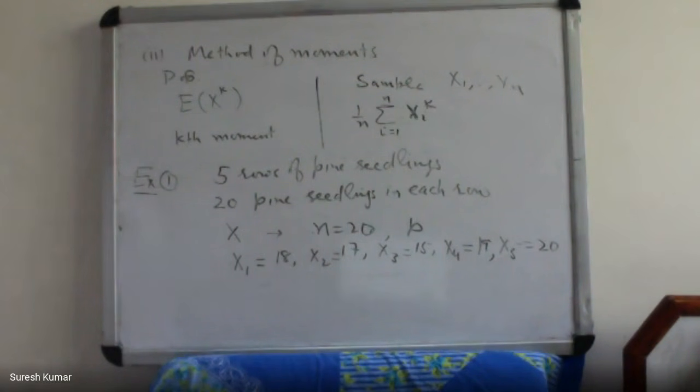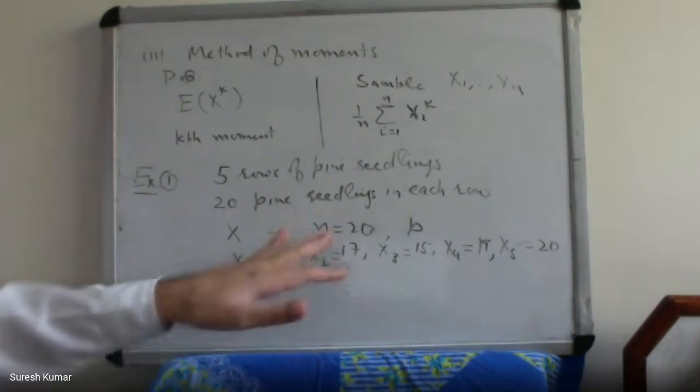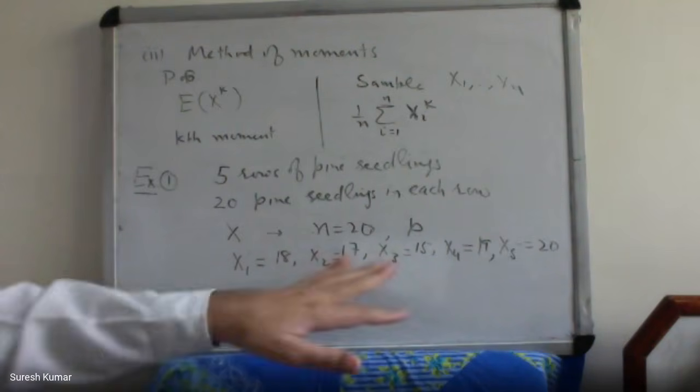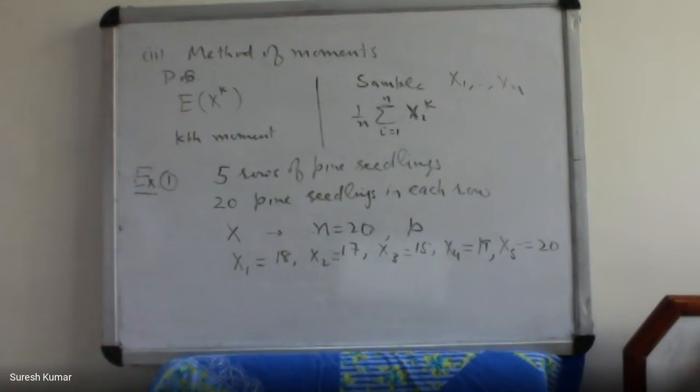Why does X follow a binomial distribution? Because a pine seedling either survives or not. There are only two possibilities for any X, so it follows a binomial distribution. Suppose the survival probability is p, which we don't know. N is given as 20. After that, a random sample is given with 5 values: 18, 17, 15, 19, and 20. From the sample information, estimate the value of p.